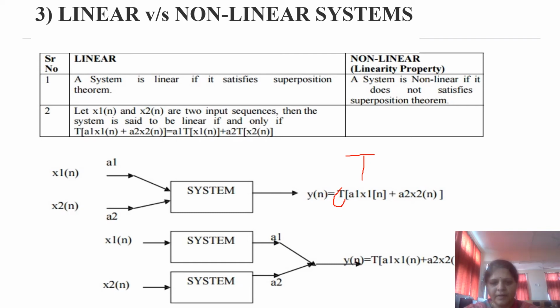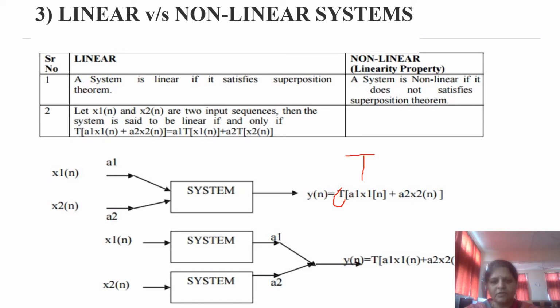Now if I'm operating on the sum of the inputs, I'm getting some y[n]. Now here the situation is a bit changed. Now there are two systems. X1 will give an individual output, multiplied by a1 will give me y1[n]. Similarly, x2[n] will give me an output, multiplied by a2 will give me y2[n]. So y1[n] is ready separately, y2[n] is separately ready. Now I get the output. That means if the system is linear, then both the outputs should be the same.